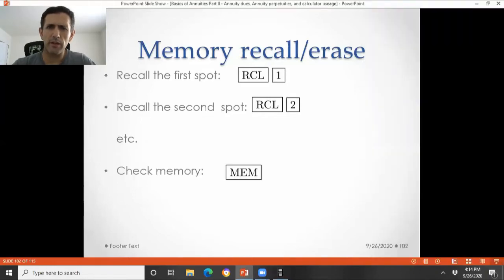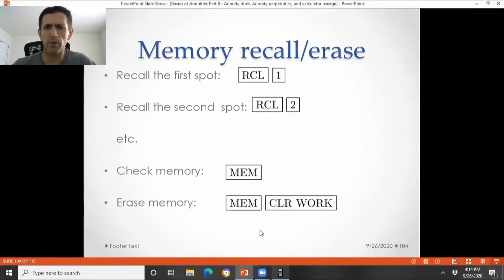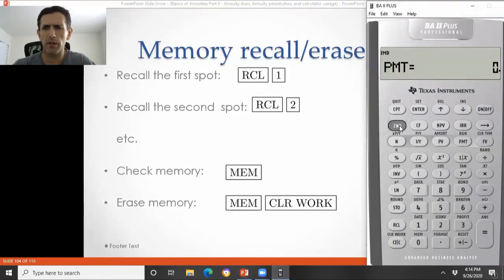So you can erase the memory. We talked about checking memory. You can erase the memory by going to the memory button. So you see, as before, we didn't change anything. 5 is in the 2 spot, 5 is in the 2 spot, and 9 is in the 7 spot. So when you're in the memory section here, you go to second clear work, and voila, everything is back to the default 0.